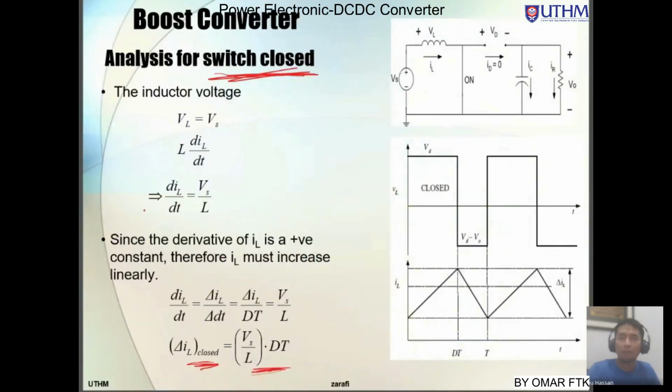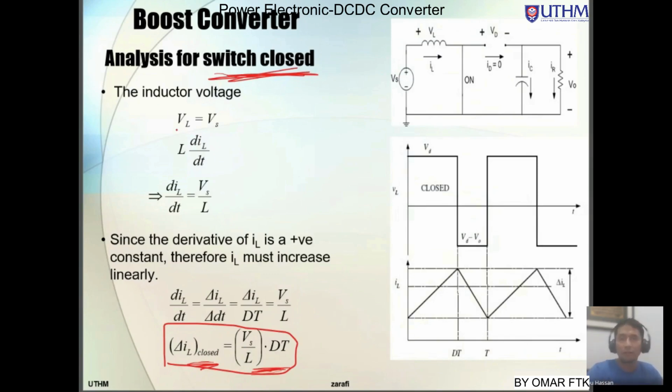Okay, so from that we can get the transfer function. During switch close, we know that VL is equal to L dIL/dt. That means we can get delta IL equals Vs per L times dt. This is the model that we want. If you do not understand how we get this one, let me know and I will show you. It's similar to the buck converter.